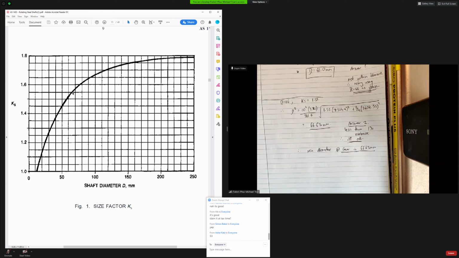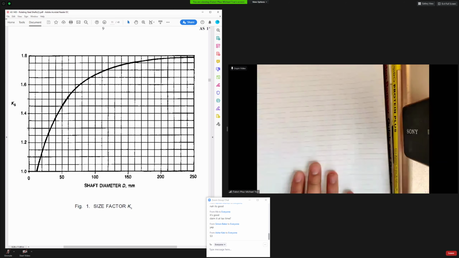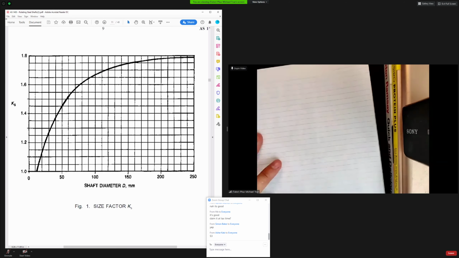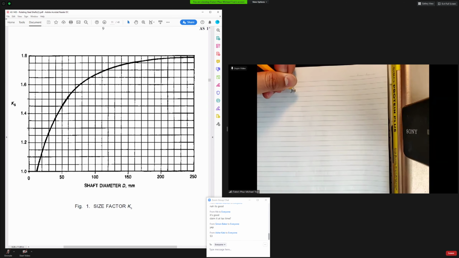And you do the same at the bearing 2. I didn't do this here. Yeah. And should I do it? Isn't it 3 minutes? Whatever, I'll do it. Alright, let's do it quickly. Min diameter at B2.